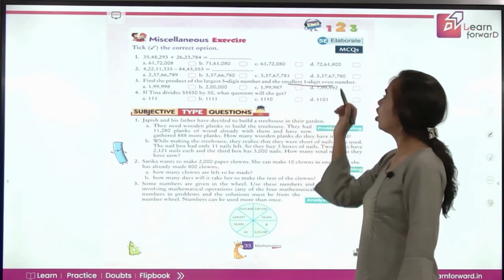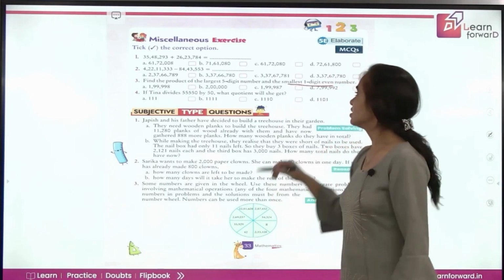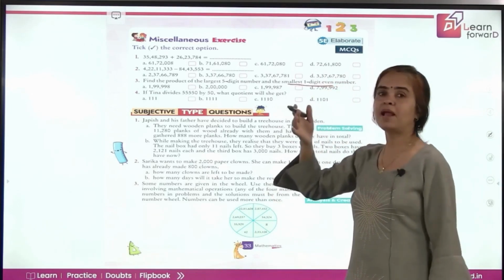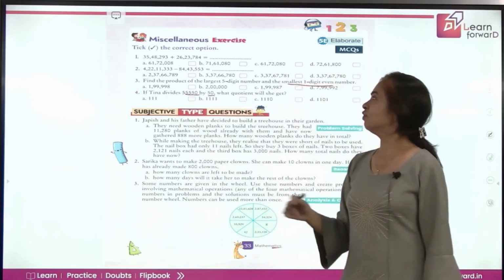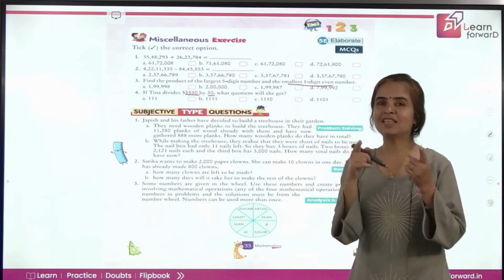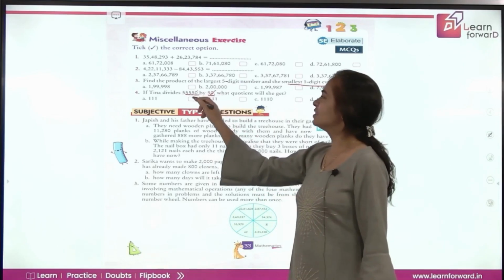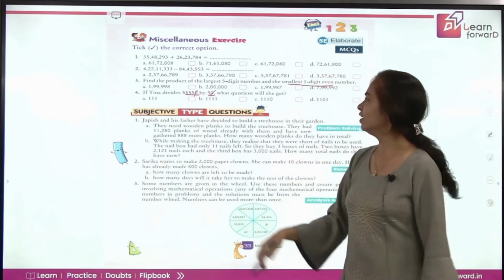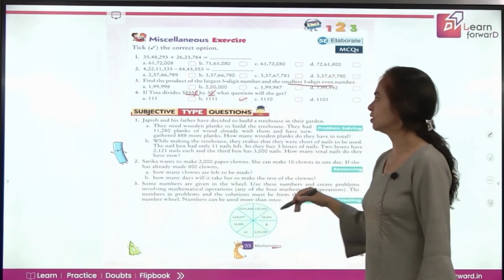99,999. And the smallest 1-digit even number is 2. Yes, so it's a 1-digit even number. Multiply and see what you get. If Tina divides this number by 50, what quotient will she get? Oh, you are there with the answer. You used that trick of cancelling out zeros, isn't it? So 0 and 0 cancelled out. You get 1, 1, 1, 1, which is perfect here, right? So find out the answers, children.